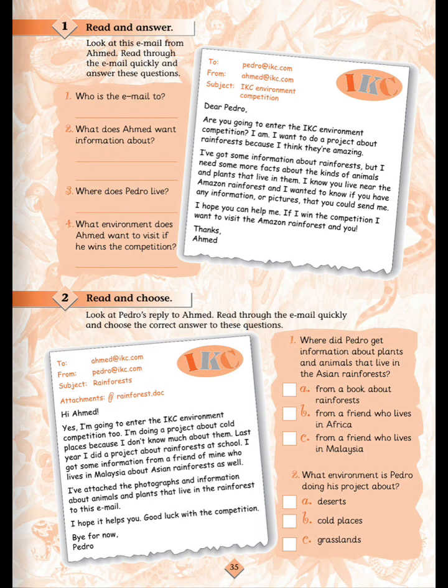Now, let's read the questions and see the answers. Number 1. Who was the email to? Pedro. Number 2. What does Ahmed want information about? Rainforests, plants, and animals. Number 3. Where does Pedro live? Near the Amazon rainforest. Number 4. What environment does Ahmed want to visit if he wins the competition? The Amazon rainforest.